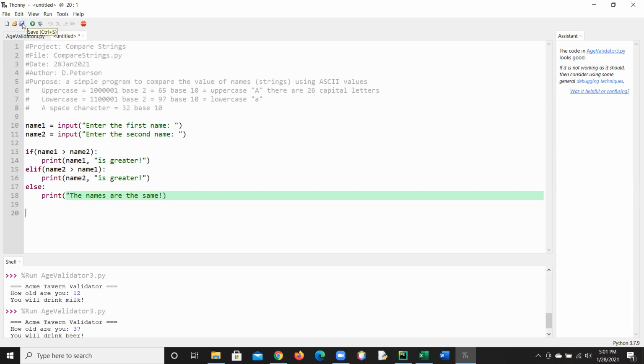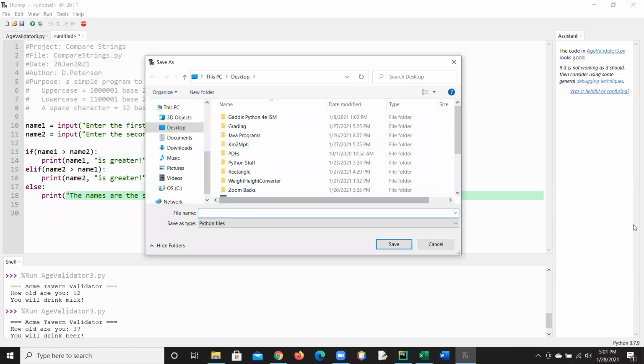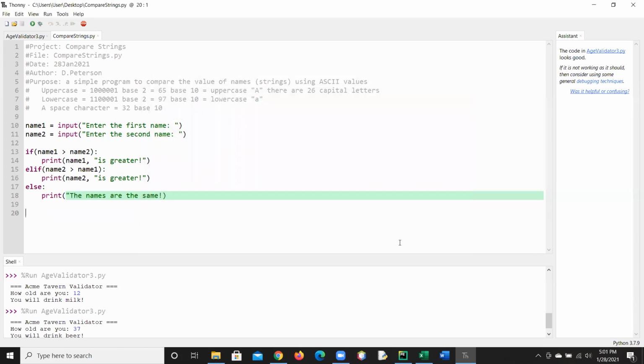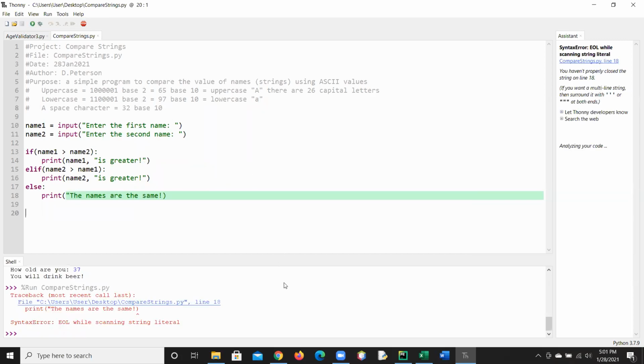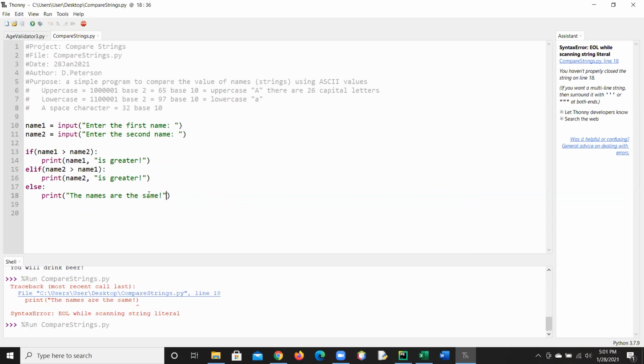And I'm going to go ahead and save that as compare strings. And I'm going to try and run it, see if I get an error. I did. The names are the same. Oh, forgot a double quote right there. Save again, run it, hopefully.